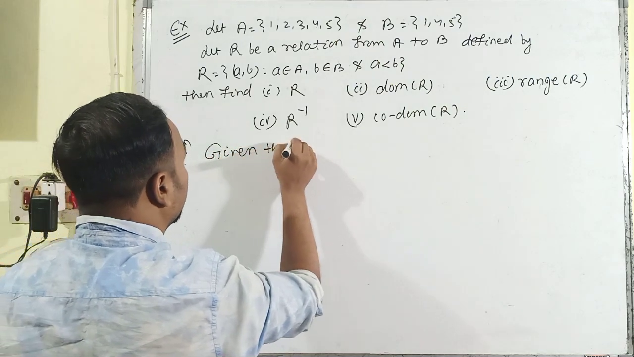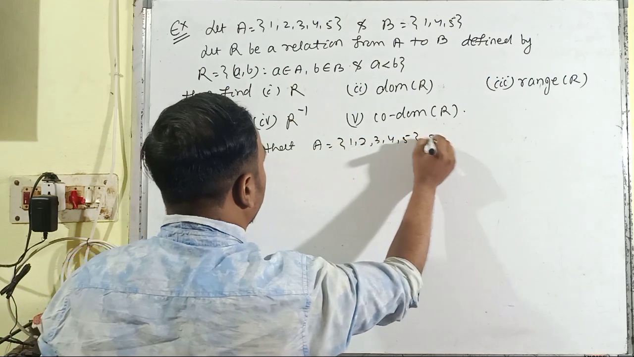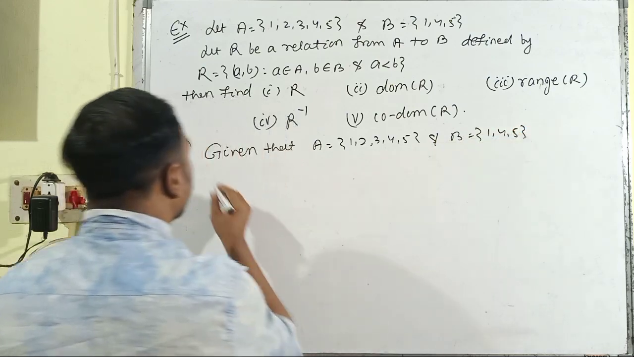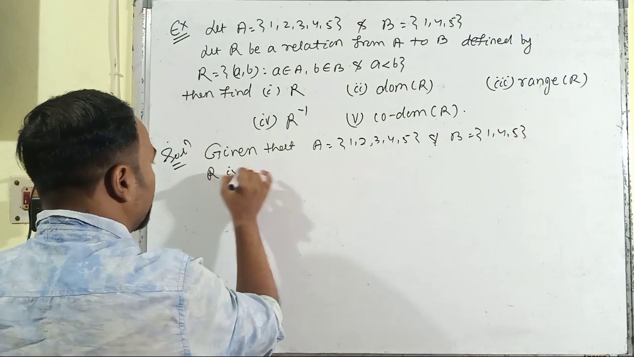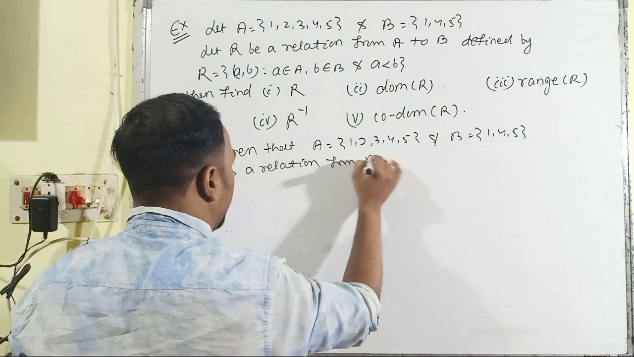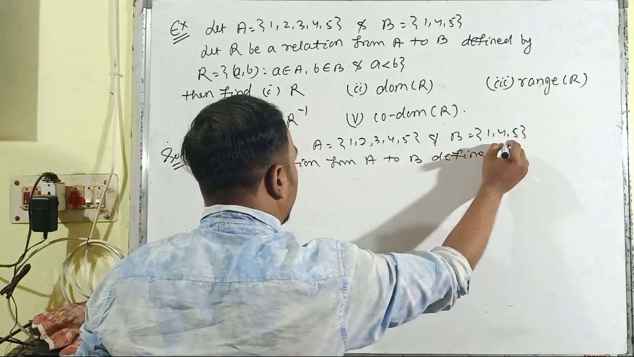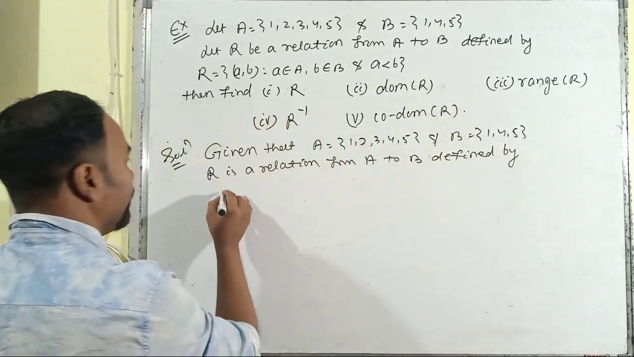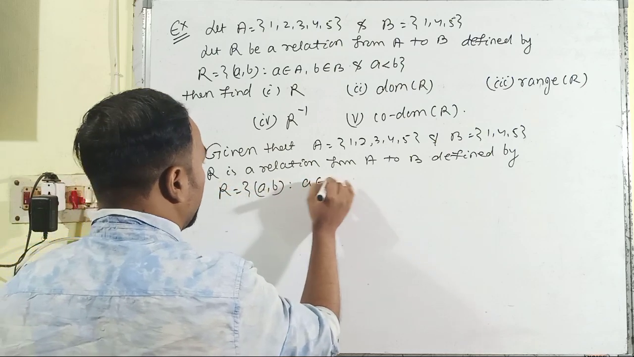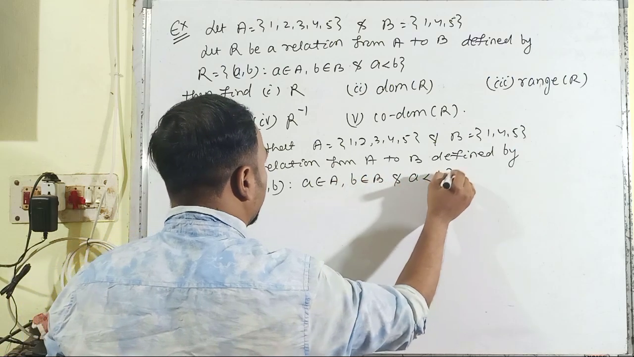Given that A is equal to {1, 2, 3, 4, 5} and B set is equal to {1, 4, 5}. R is a relation from A to B defined by R is equal to the ordered pairs (a, b) such that small a belongs to capital A, small b belongs to capital B, and a is less than b.